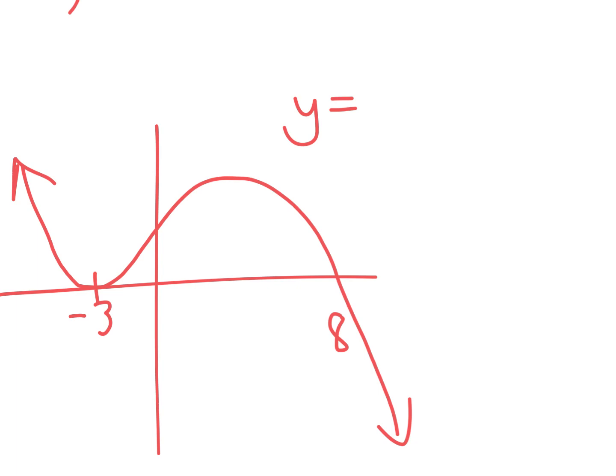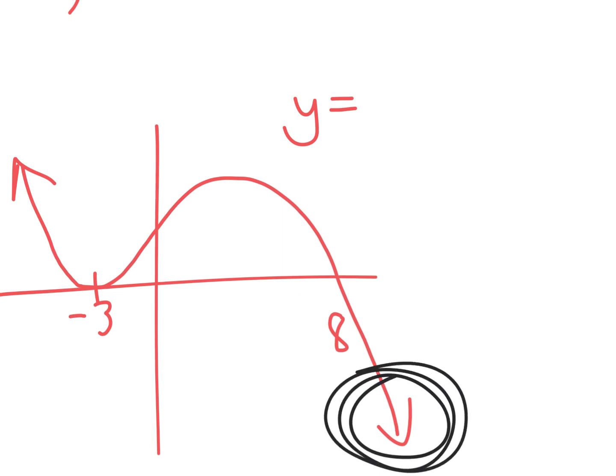Did you remember the negative? What negative? It's going down on the right. That means there's a negative in front of your equation. Be honest. How many of you actually remembered that? It's like 5 of you. All right. So easy to forget, isn't it?